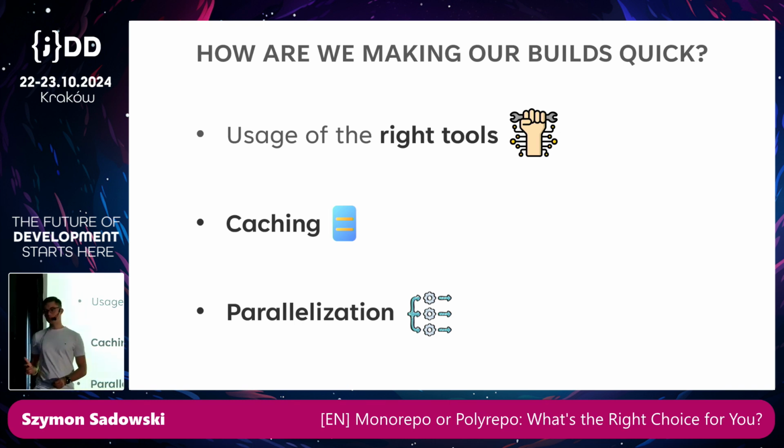The first one is usage of the right tools, particularly for caching and parallelization. We use the Bazel tool, which to a high degree utilizes those two concepts, caching and parallelization. So it saves us quite a lot of time in building the services.